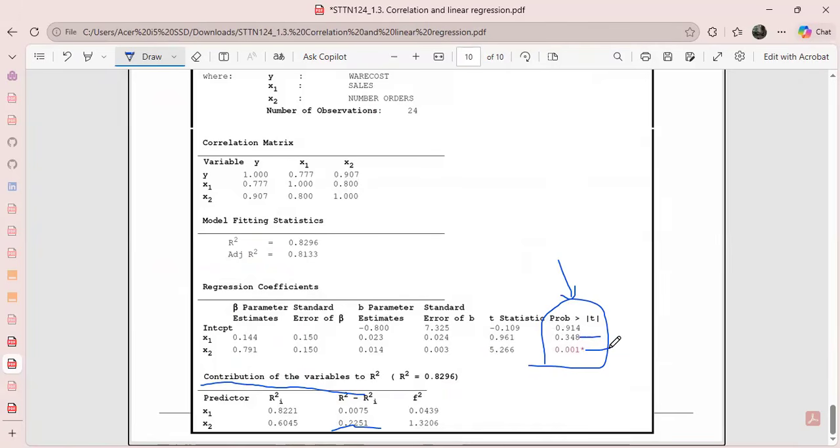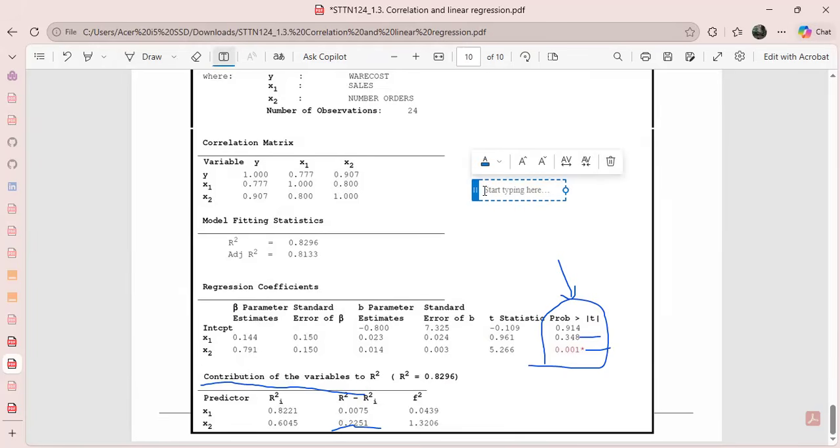You're going to start by stating H0, where B1 is equal to 0, and HA, where B1 is not equal to 0. Now you're going to compare. Let's say alpha, you're given 5%, 0.05. For x1, you're going to say the p is 0.348.